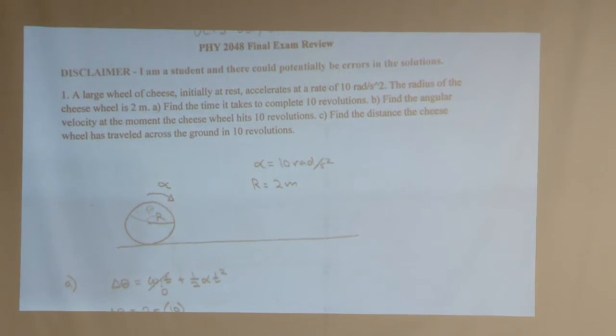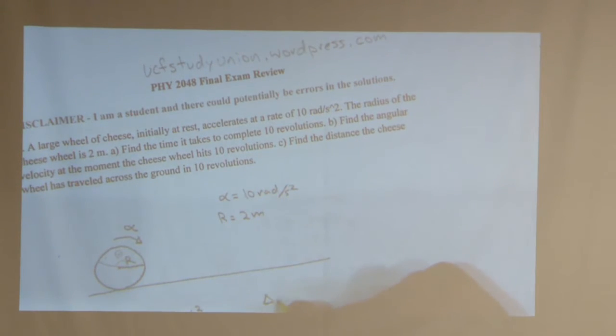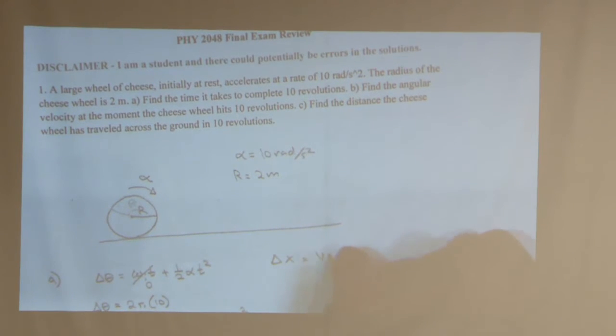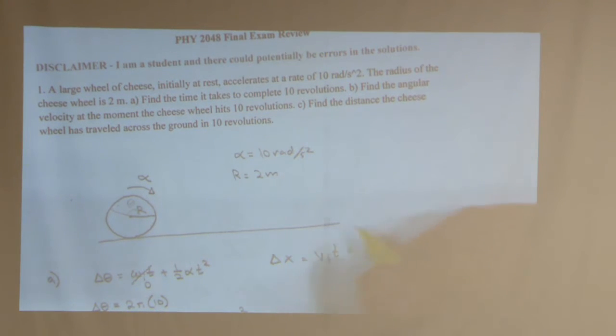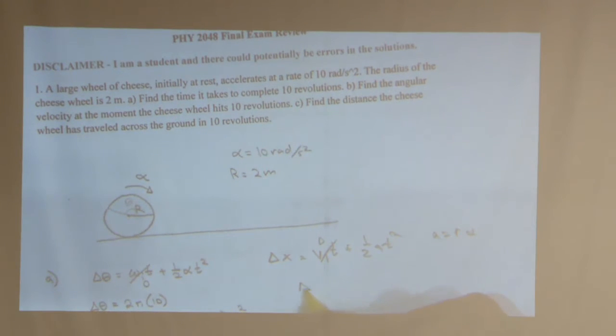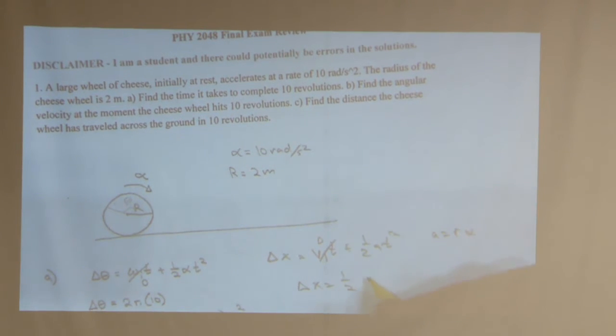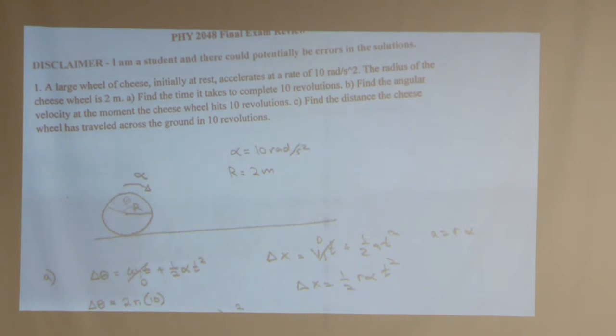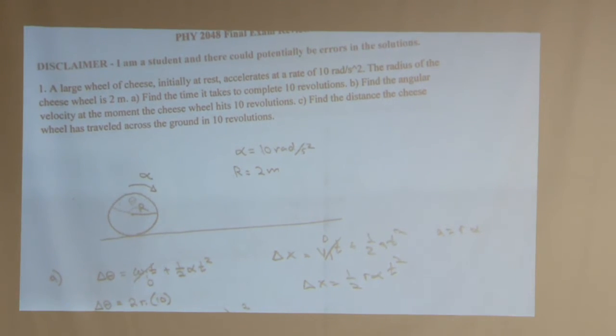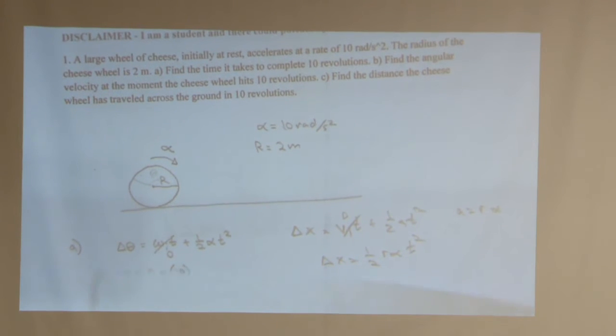Right, so if you do use the linear kinematics equations, so delta x equals v_i t plus 1/2 a t squared, and then change a to angular acceleration by doing a equals r alpha, you get delta x equals 1/2 r alpha t squared, and you should come to the same conclusion. But you can try it out yourself to see. All right, we'll move on to the next question.